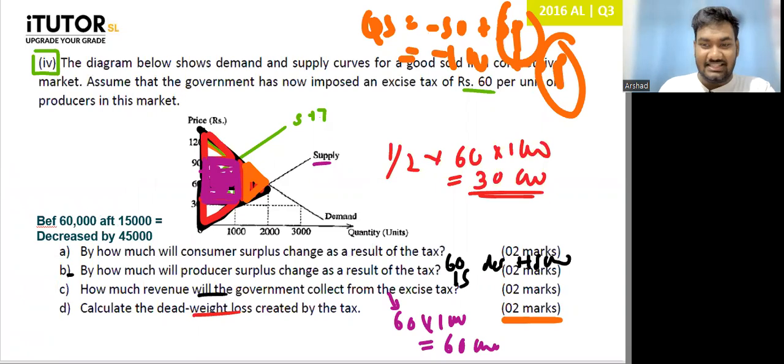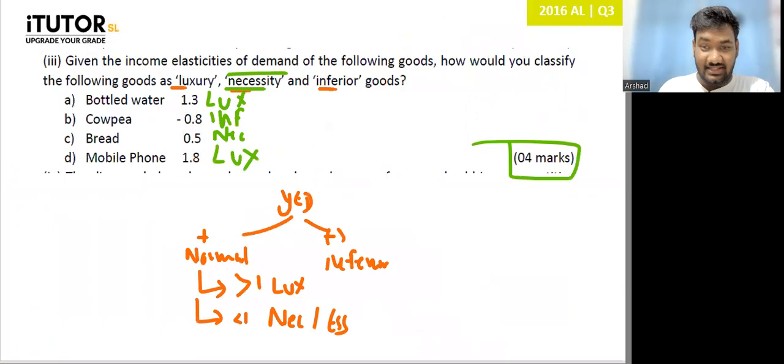Okay. Right. That is the 2016 one. Give me a second. Let me end that recording.